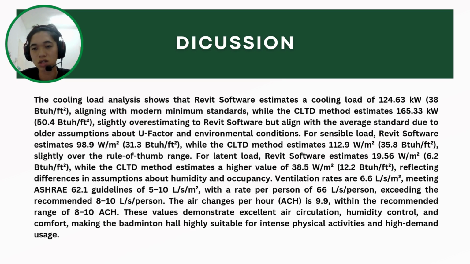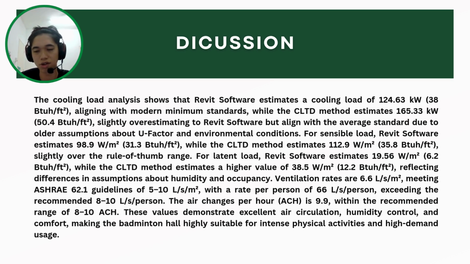And for the latent loads, the Revit software estimated around 19.56 W per meter square, around 6.2 BTUH per feet square, while the CLTD method estimated a higher value of 38.5 W per meter square, which is 12.2 BTUH per feet square, reflecting the difference in assumption about the humidity and occupancy.